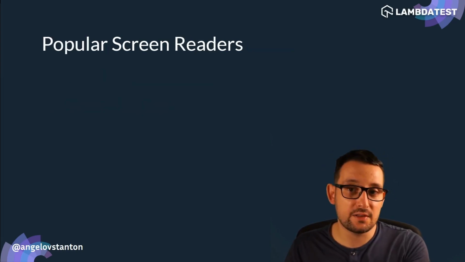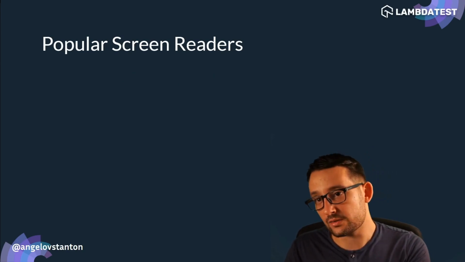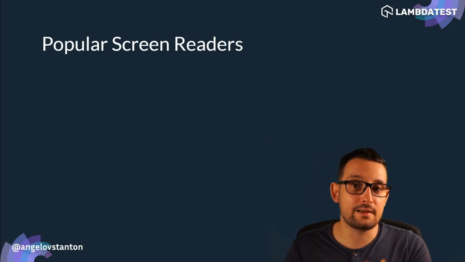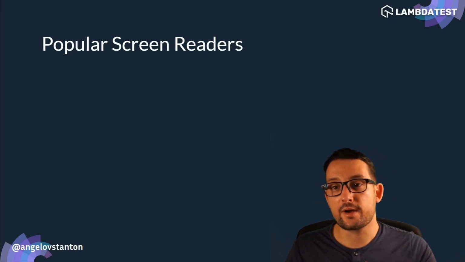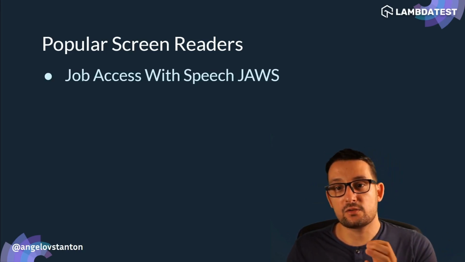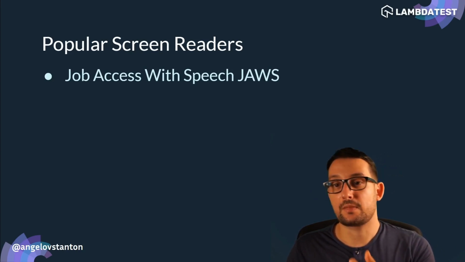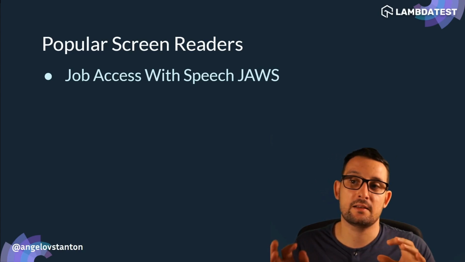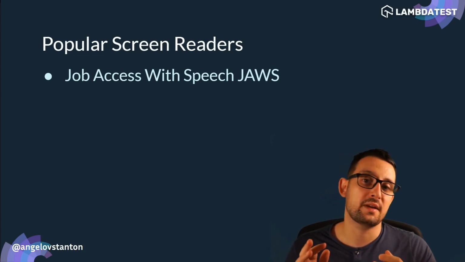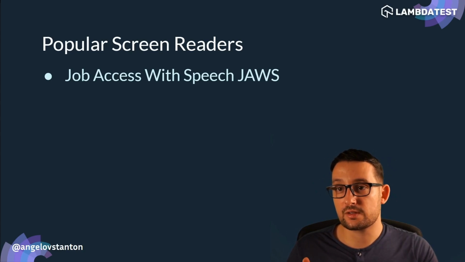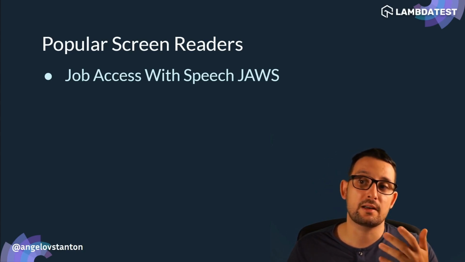Some popular screen readers that testers can use for accessibility testing. Though there are other screen readers available, the following are the popular ones. First, you have Job Access with Speech. It is one of the most used screen readers and a good option for performing screen reader testing. This is compatible with Windows and supports different programming languages.